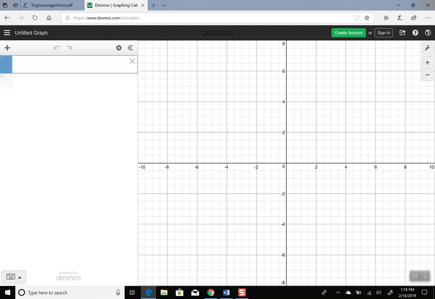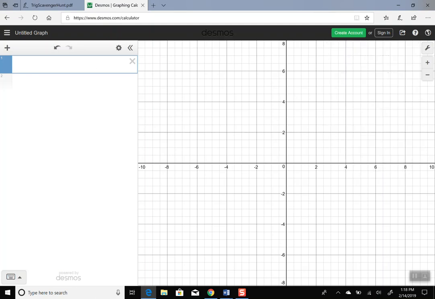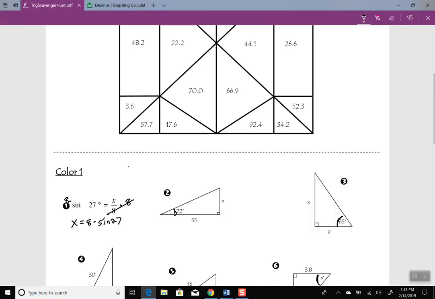When we go to Desmos, make sure that you are in degree mode. Always have to remember that. So that was going to be 8 times the sine of 27 degrees, and that gives us 3.632. It looks like they have everything rounded to the tenth, so I'm going to round that to the tenth spot, so that's 3.6.